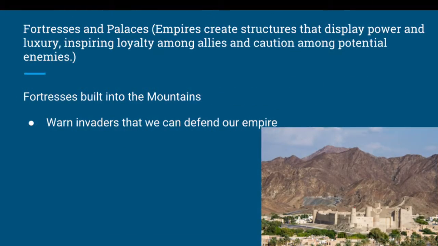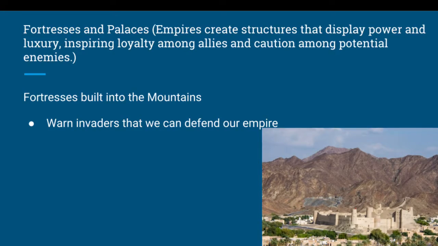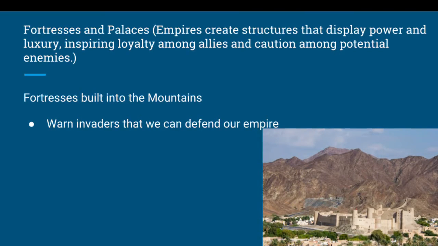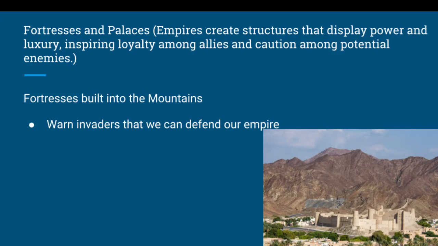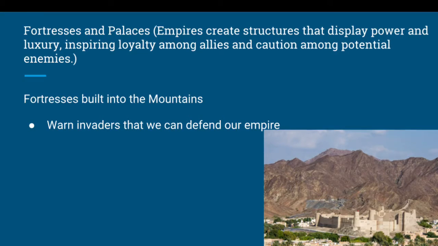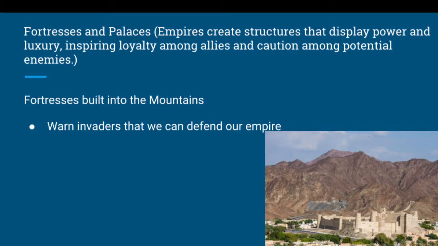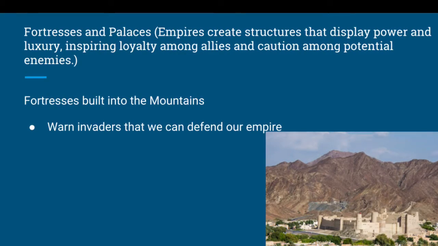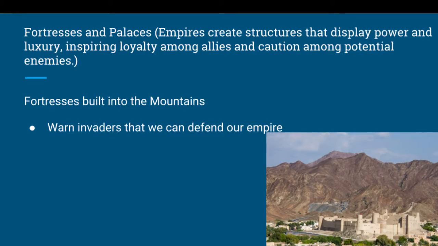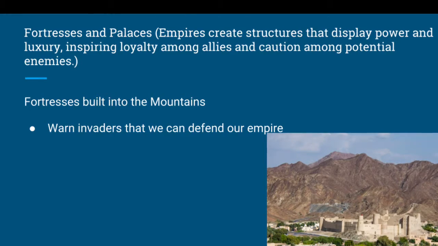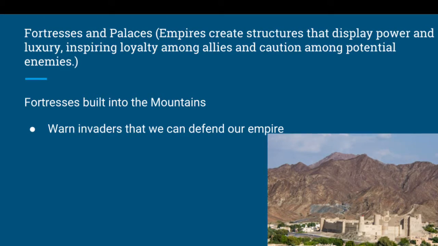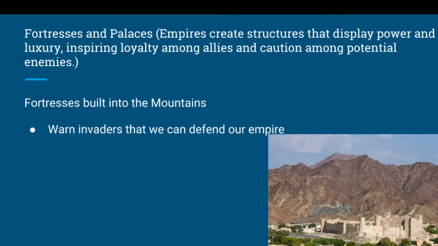To inspire loyalty among allies and caution among potential enemies, there will be fortresses and palaces built into the mountains. These will serve a dual purpose, as they will warn enemies that we can defend our empire by providing the first line of defense, as well as be intricately designed and crafted physically into the mountains to show the craftwork, which will provide loyalty among allies.